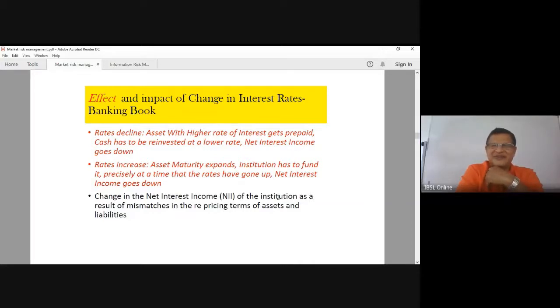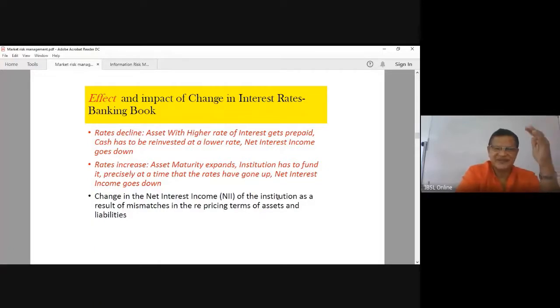Then most of the clients will say, now I am comfortable with paying the same amount, therefore you increase the period of payment. Then the asset maturity expands, in that you are enhancing the period of payment. So the institution has to fund it. And sometimes they want an additional amount, then it has to be funded at a time when the rates have gone up. So the net interest income again will go down, because you increase the rates, and this has to be funded with high interest rate deposits.